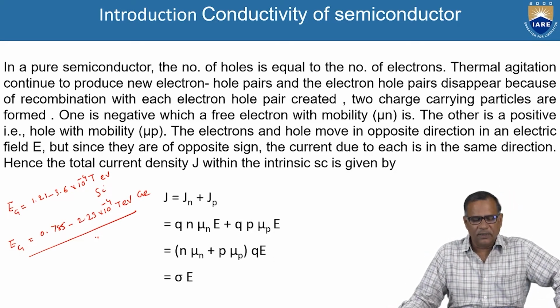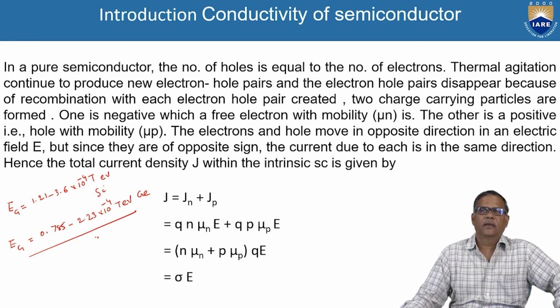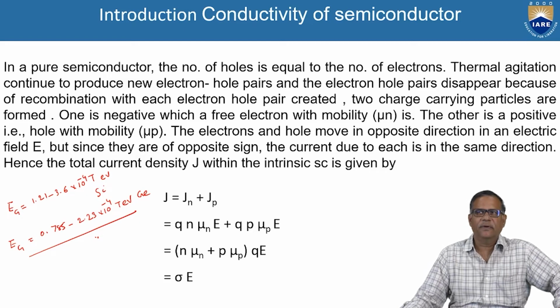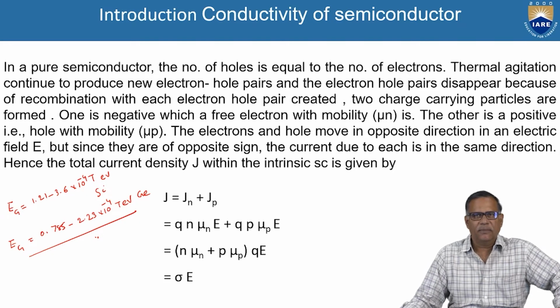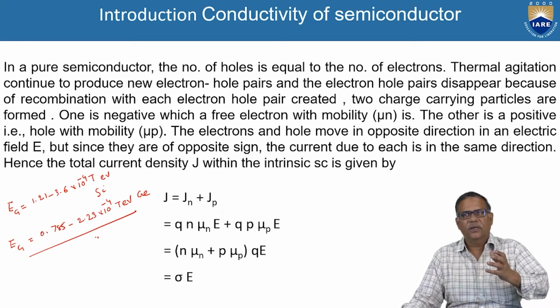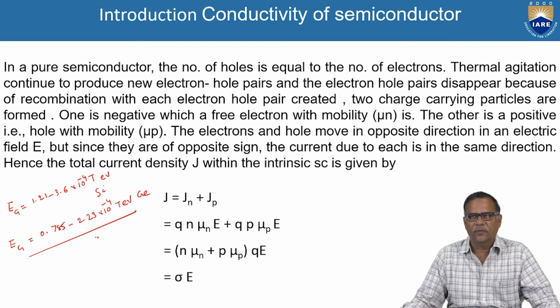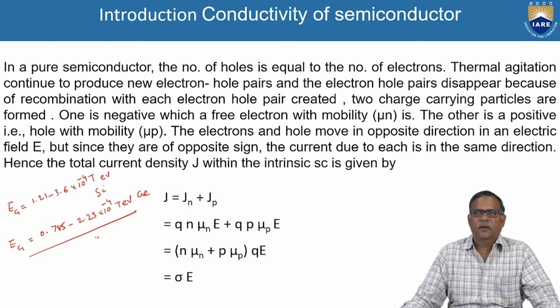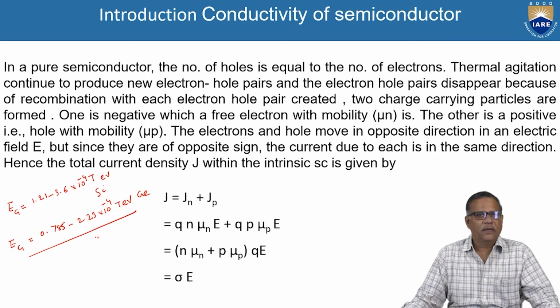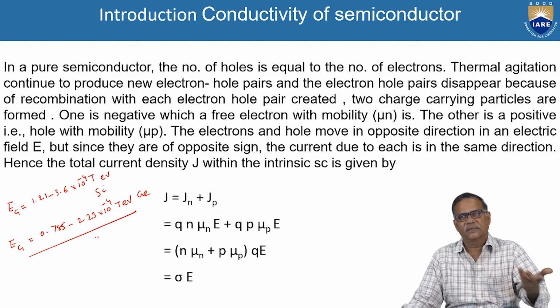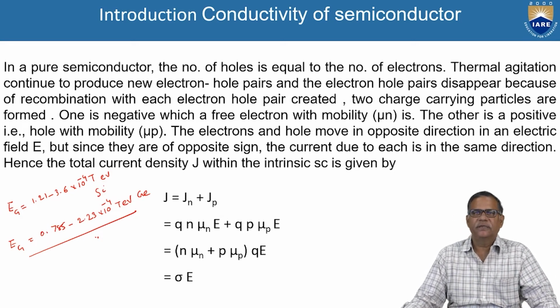So in a pure semiconductor material, which is intrinsic semiconductor material, the number of holes is equal to the number of electrons. Thermal agitation produces new electron hole pairs, and these new electron hole pairs disappear when there is a recombination. The electrons and holes move in opposite directions in an electric field because they are of opposite sign, and the current due to each is in the same direction.